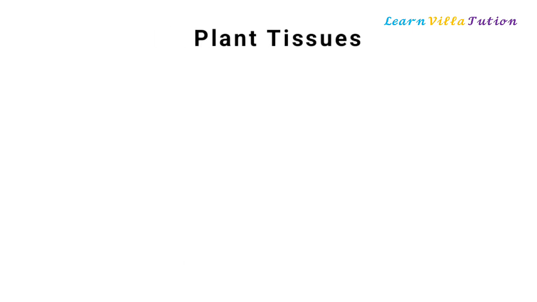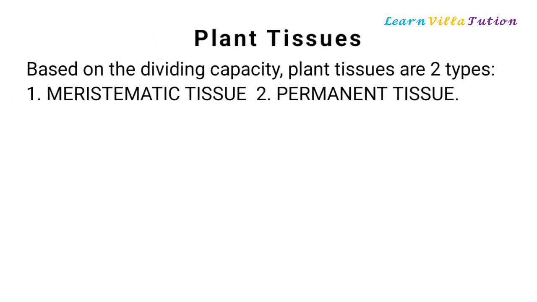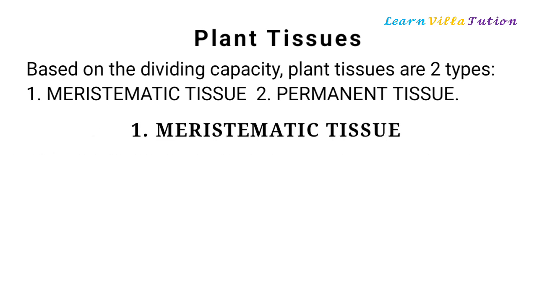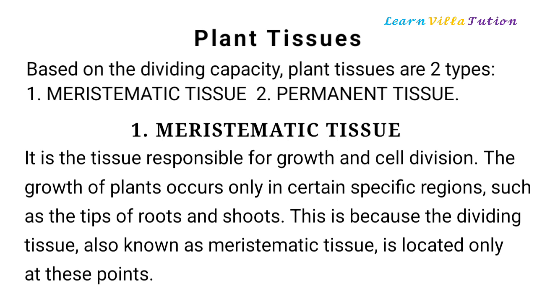Plant tissues. Based on the dividing capacity, plant tissues are of two types: meristematic tissue and permanent tissue. Meristematic tissue is the tissue responsible for growth and cell division. The growth of plants occurs only in certain specific regions, such as the tips of roots and shoots. This is because the dividing tissue, also known as meristematic tissue, is located only at these points.